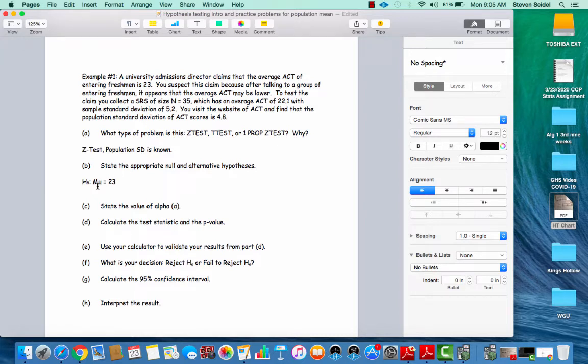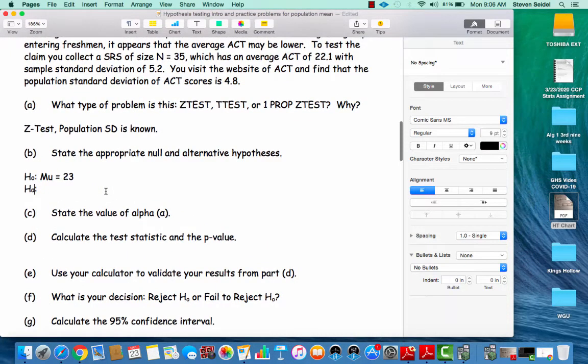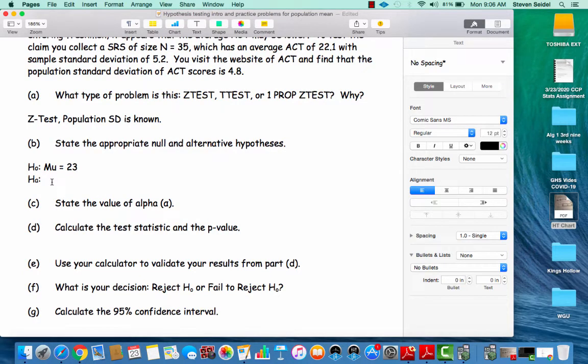Now remember, we identified this to be a one-tail test. The alternative is we think it's going to be lower than that. So the H sub A, I'll zoom in on that a little bit so you can see it, is mu is less than 23. That's pretty simple, standard.